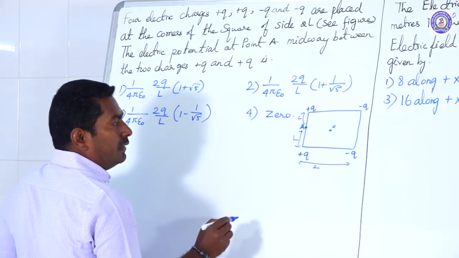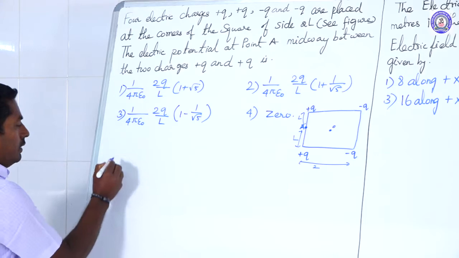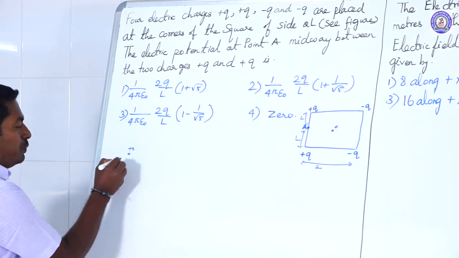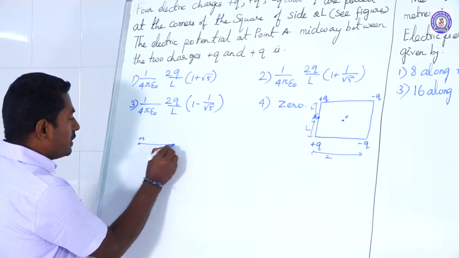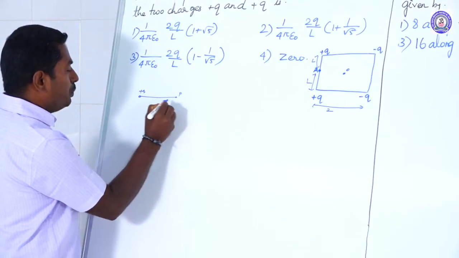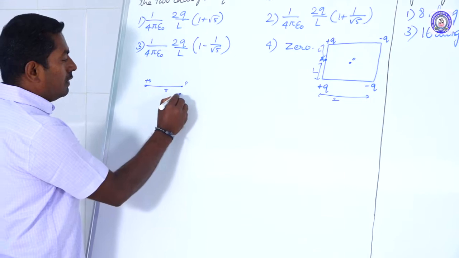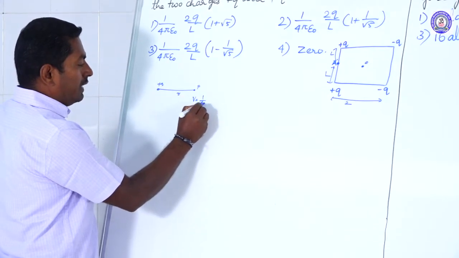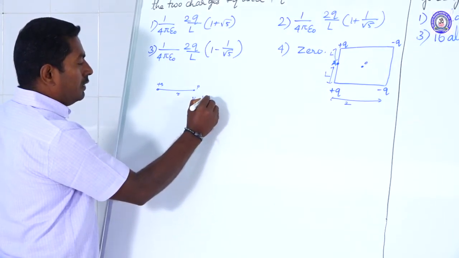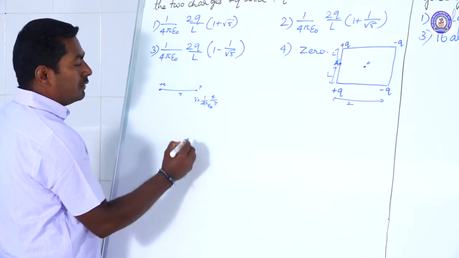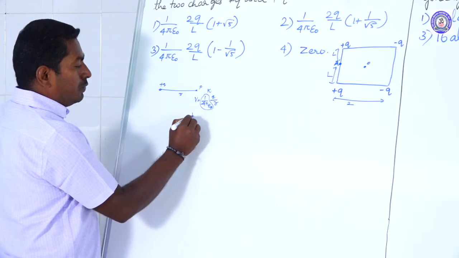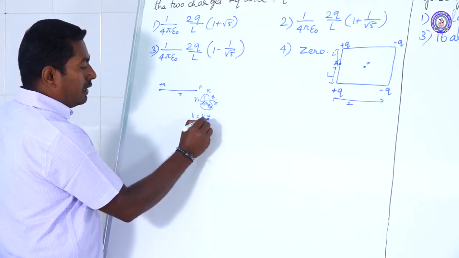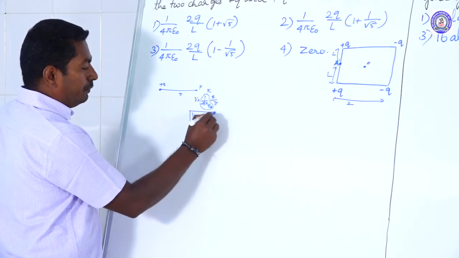of a square? Already we know that one positive charge placed in a medium, or vacuum, or free space produces electric potential at this point P through a distance R. V is equal to 1 divided by 4 pi epsilon naught Q divided by R. Here 1 divided by 4 pi epsilon naught is K. So V is equal to KQ divided by R.